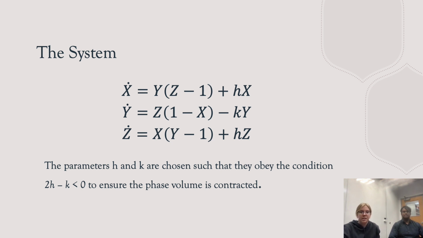And this is the system that they present us with, and they explain that the parameters h and k are chosen such that 2h minus k is less than 0, and that's to ensure that the phase volume is contracted.